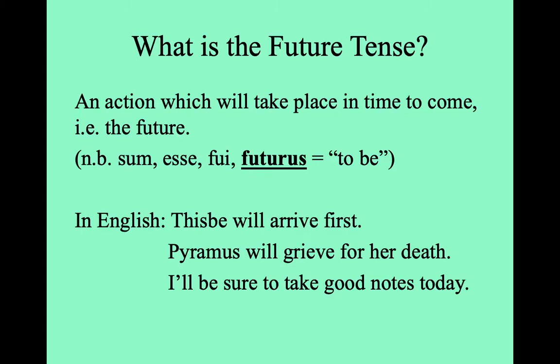So, the future tense, I think you know, but just for the sake of being complete here, an action which will take place in time to come, that is to say, the future. A good note here is that the word future in English comes from the Latin word sum, esse, fui, futurus, futurus being the future active participle of sum, esse, fui. Now that verb meaning to be, futurus means about to be. And so the future tense is that which is about to be. A little trivia for you there.